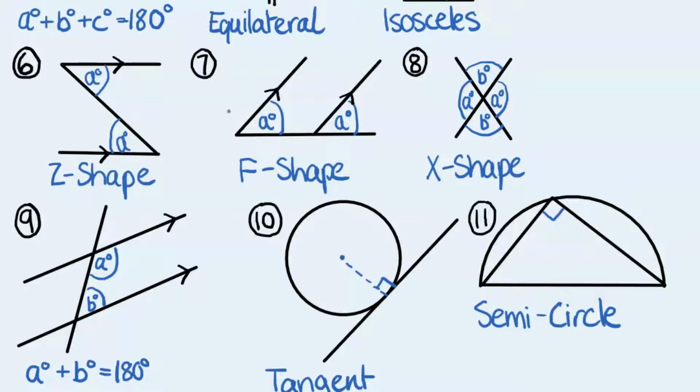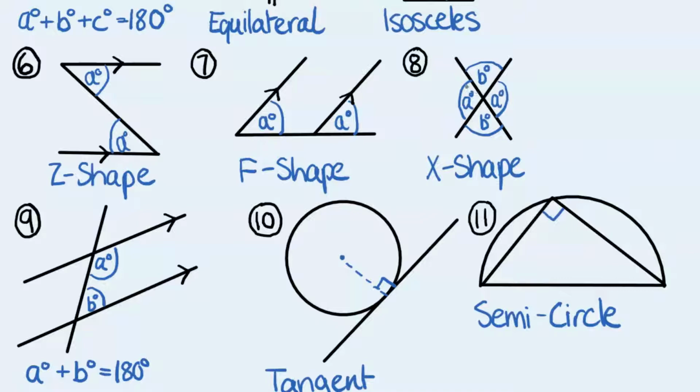Now if we move on to rule 7, what we have is the F shape. The F shape is something like this, okay? So these two lines have to be parallel to each other. Same with the Z shape, the two horizontal lines have to be parallel. So for the F shape, what we're saying is this angle here and this angle here are the exact same because the lines are parallel. Okay, so that makes sense.